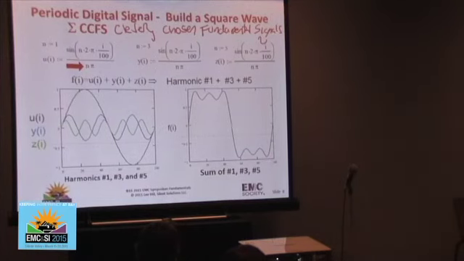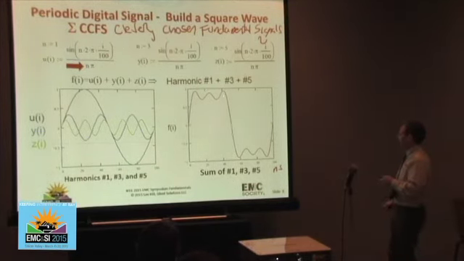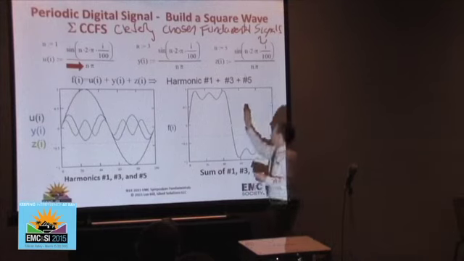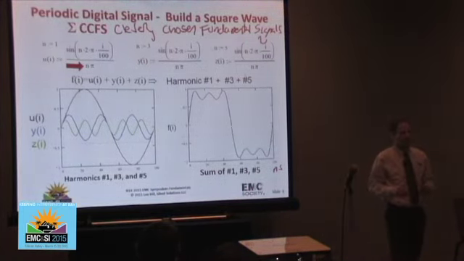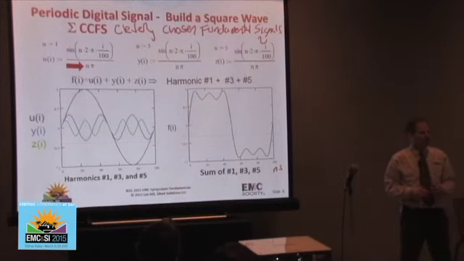If I change this to time, and I make that 100 nanoseconds, now what I've got is a 10 megahertz square wave. You say, wow, look at that, just 3 harmonics, and I've got a square wave. But if you're doing design verification testing on this, and you look at this edge, the time it takes the signal to go from max to minimum, that's kind of slow. That's not a very respectable looking signal. Everybody wants that to be faster.